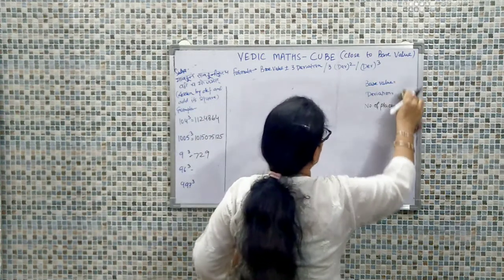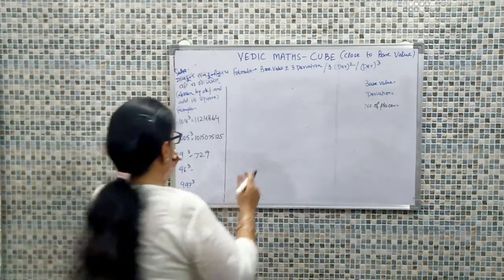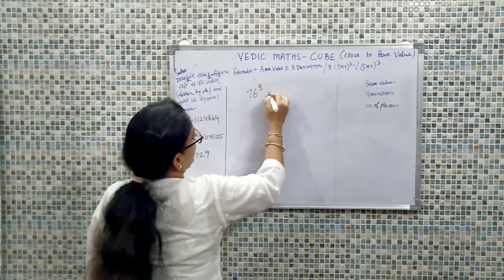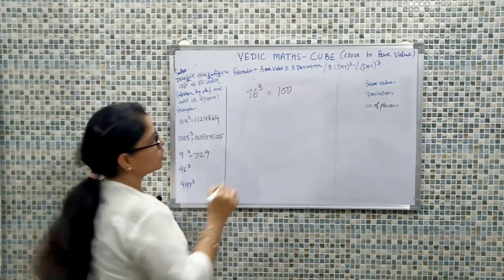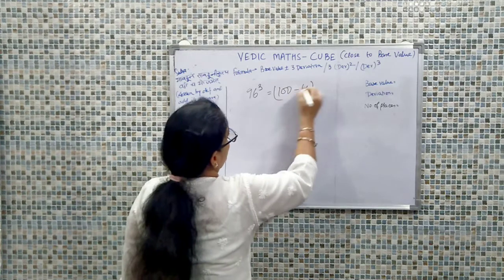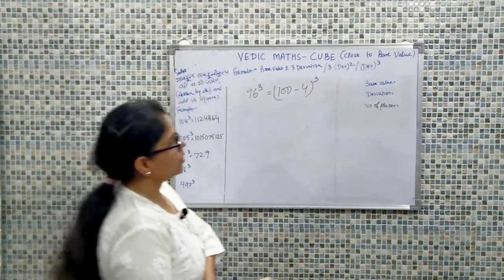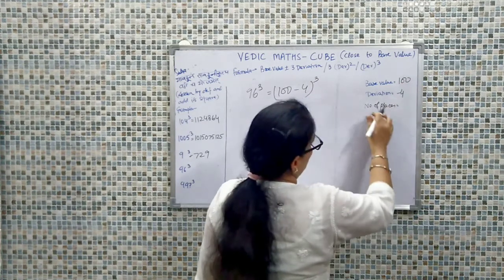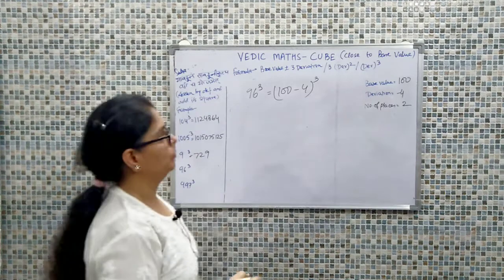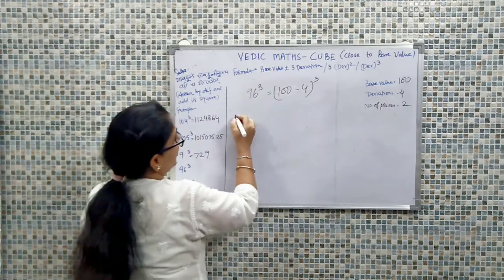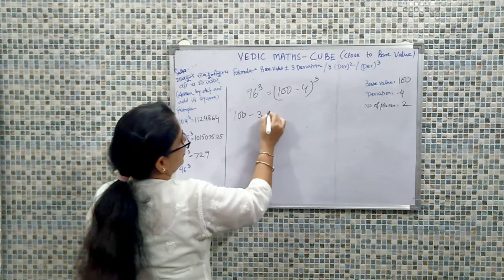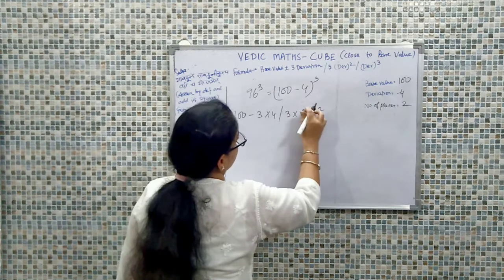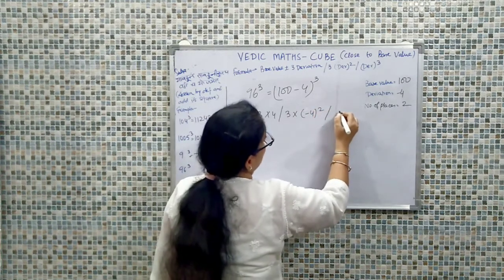Now taking the next example, that is the cube of 96. Cube of 96 means this value is closest to 100, so that can be written as 100 minus 4 whole cube, right? So the base value here is 100, deviation is minus 4, number of places is 2. Using the formula, base value 100 minus 3 into 4, 3 into square of deviation, and then the deviation cube.